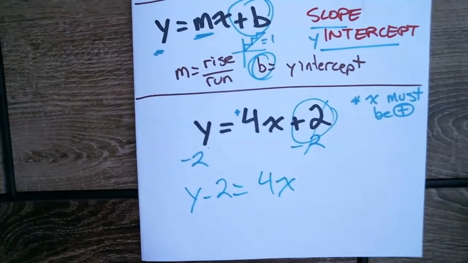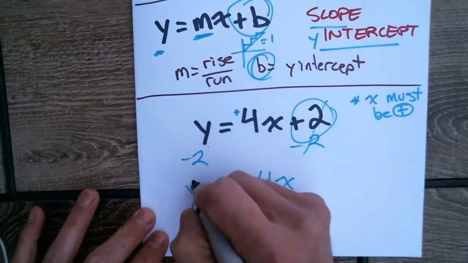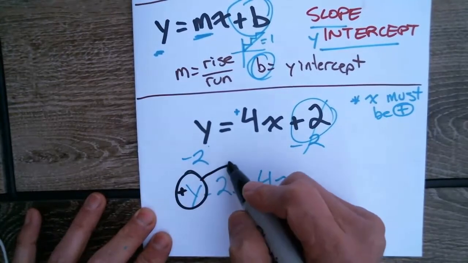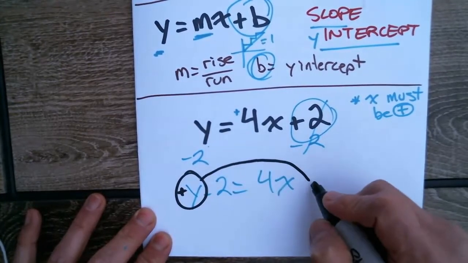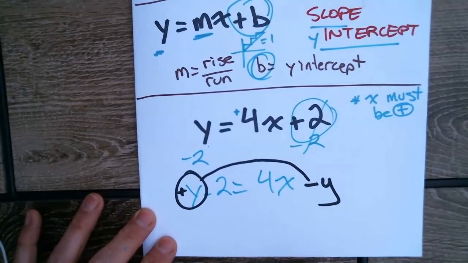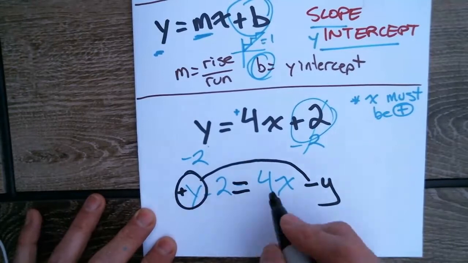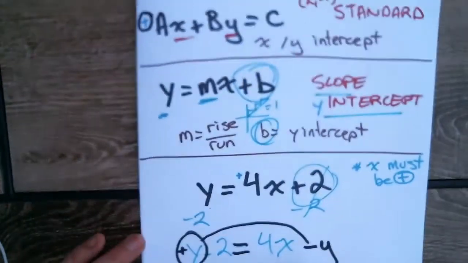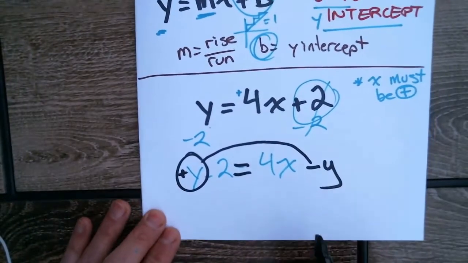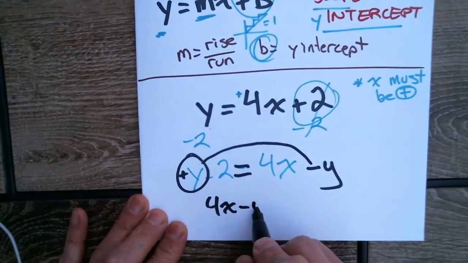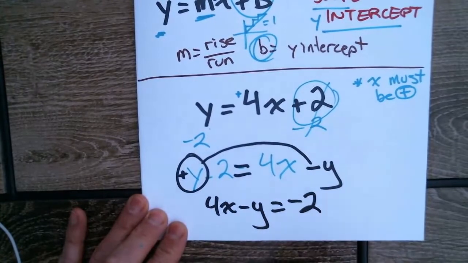We're closer. I need to move this y. The other way to do it, remember that's a positive, I can change sides of the equal sign. I change the sign. Now once I have these on opposite sides of the equal sign, I can rewrite it in my standard form. So we're just moving things algebraically. So I get 4x minus y equals negative 2.